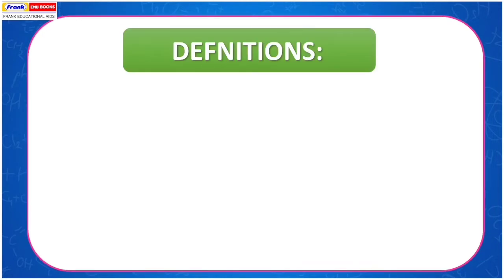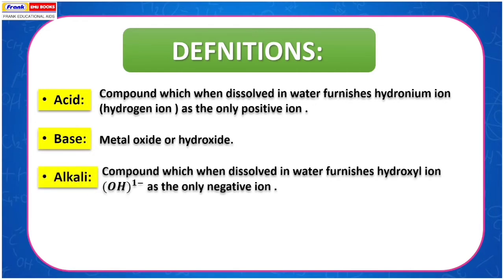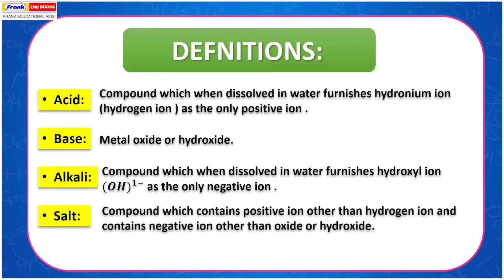Definitions. Acid: a compound which when dissolved in water furnishes hydronium ion as the only positive ion. Base: a metal oxide or hydroxide. Alkali: a compound which when dissolved in water furnishes hydroxyl ion, OH negative, as the only negative ion. Salt: a compound which contains a positive ion other than hydrogen ion and a negative ion other than oxide or hydroxide.